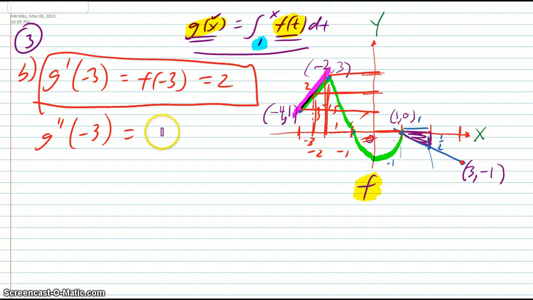And so you could do, if you want to be real careful, 3 minus 1 over negative 2 minus negative 4, which is 2 over 2, which is 1. And so that'll be our answer for that second part.